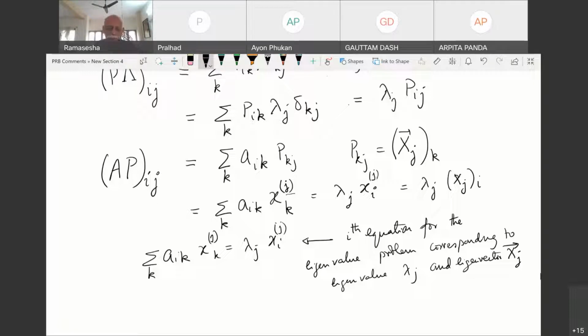Could you repeat once again? Okay, now I am trying to form the product of two matrices A and P. Okay, and I want to get the ijth element. Okay. So the ijth element is nothing but sigma over k aik pkj. Okay, and pkj is the kth element of the jth eigenvector. Right? So I substitute for pkj as the kth element of jth eigenvector and sum over it. So this corresponds to the ith equation.